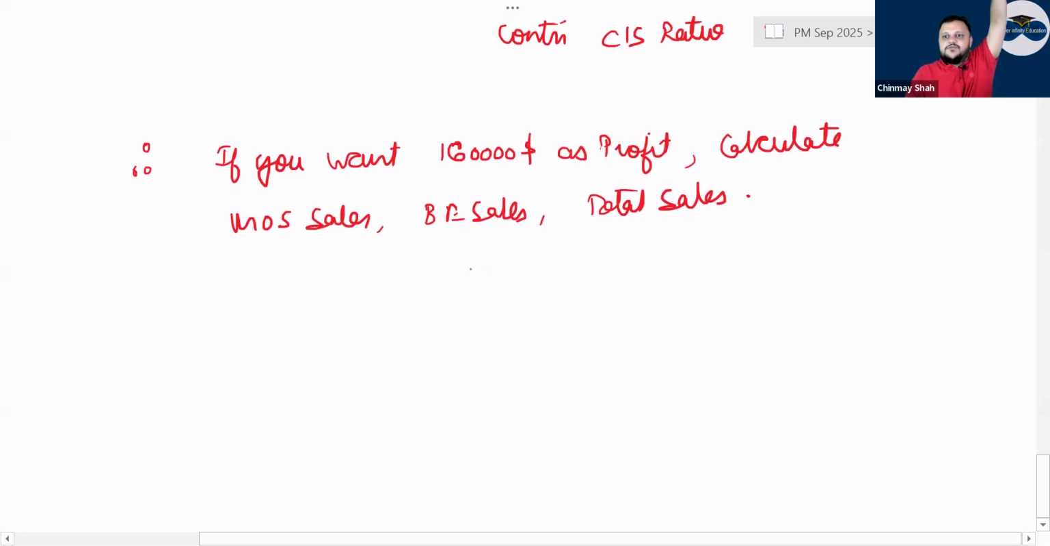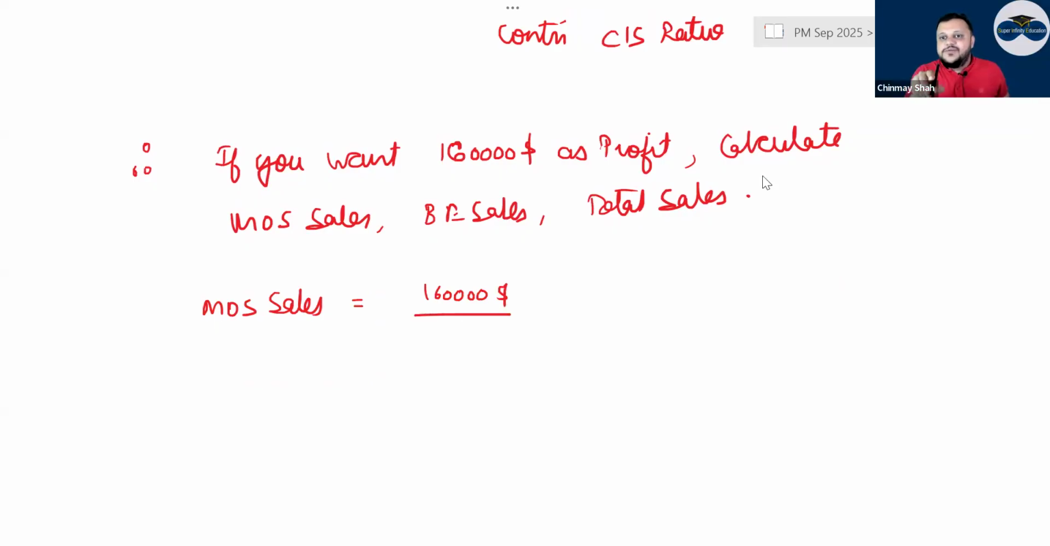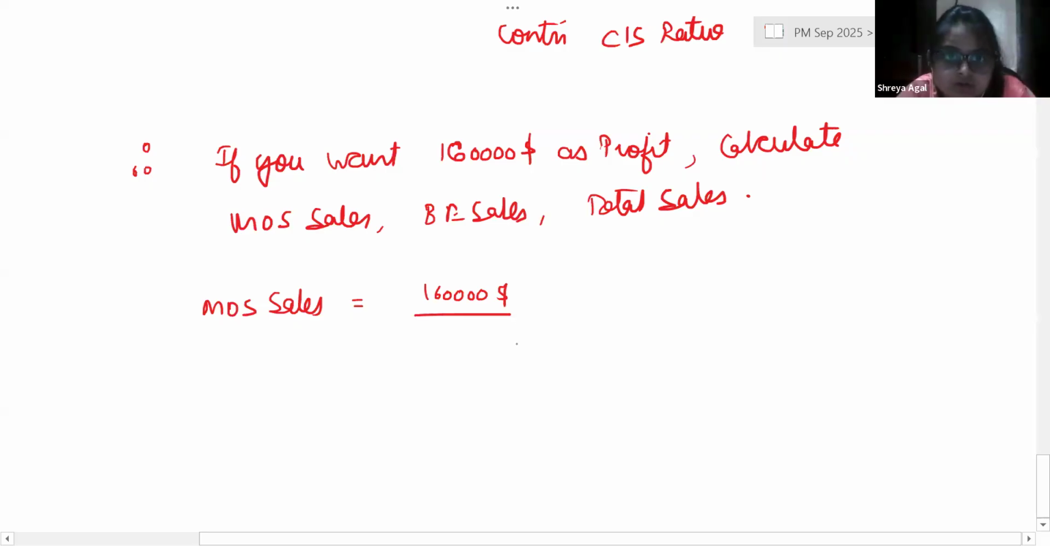Everything else is same. If you want 160,000 as profit, calculate MOS sales. How will you get MOS sales? Tell me. Desired profit is how much? 160,000. And you divide this by contribution per unit, or will you divide by contribution by sales ratio? Because you have to find sales. By contribution by sales ratio. How much is the contribution by sales ratio above? 60%.